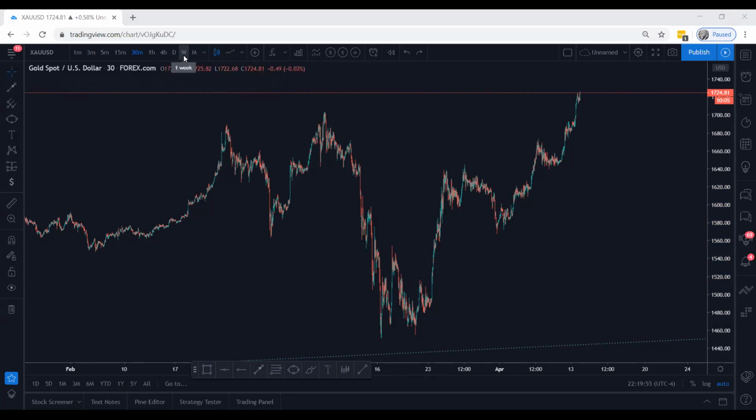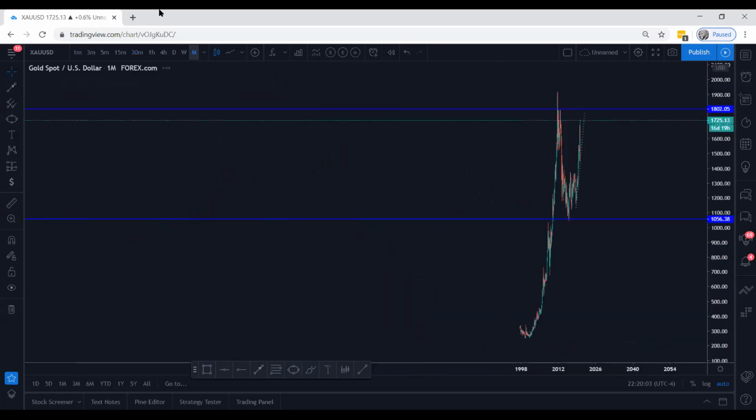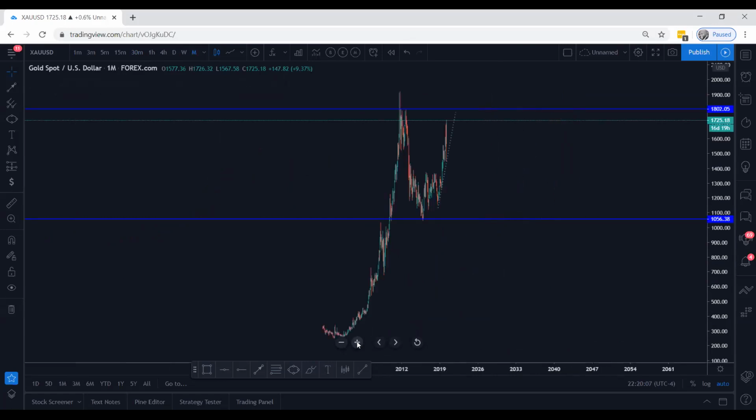So what we mean by looking left. So when we say look left, basically we are looking at where price has been before.